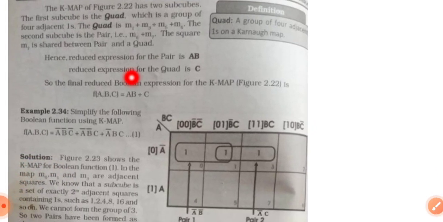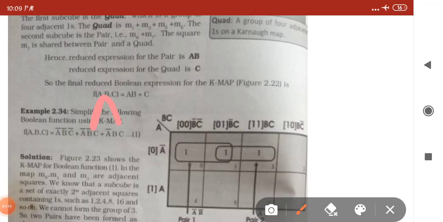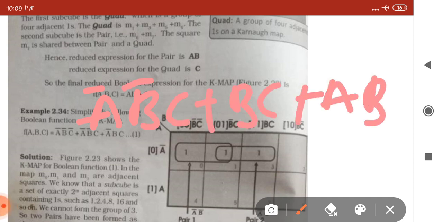BC plus C is the answer. Yes, they have got to know that one. A bar B bar C BC plus AB. We got to know that one. Yes.